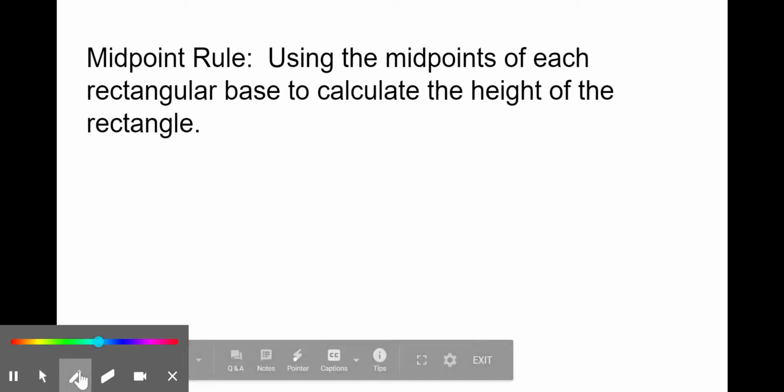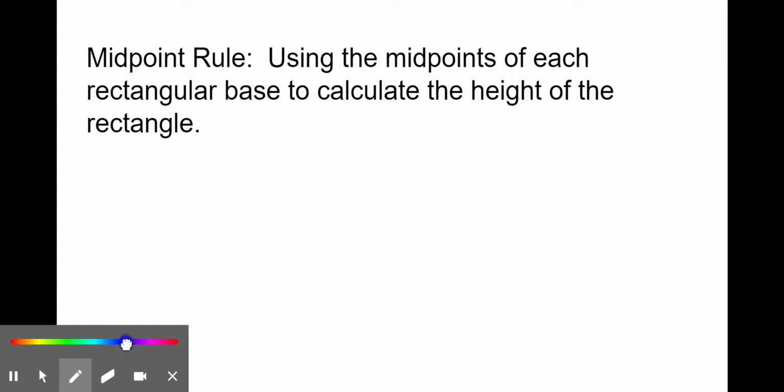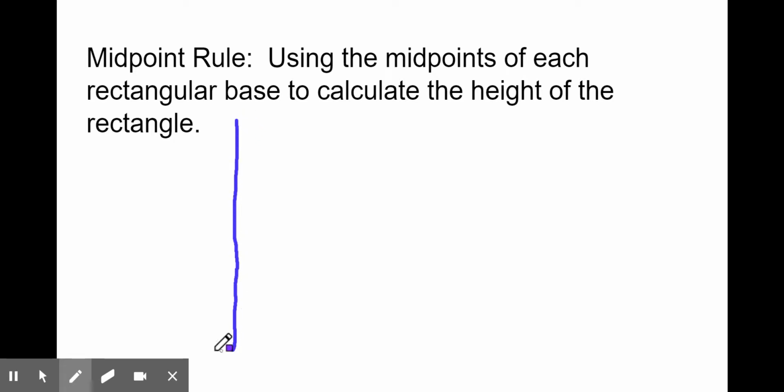The first rule we're going to talk about is the midpoint rule. The midpoint rule involves using the midpoints of each rectangular base to calculate the height of the rectangle. Let me show you the difference between the midpoint rule and the left endpoints and right endpoints that you already use rectangles for.